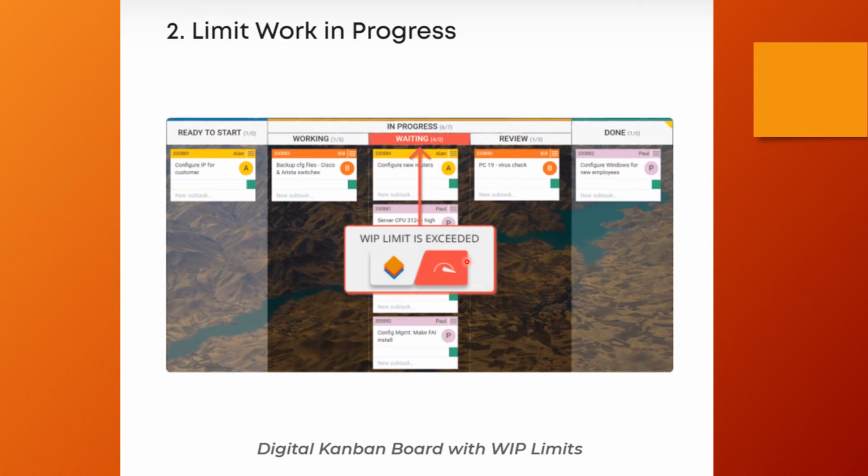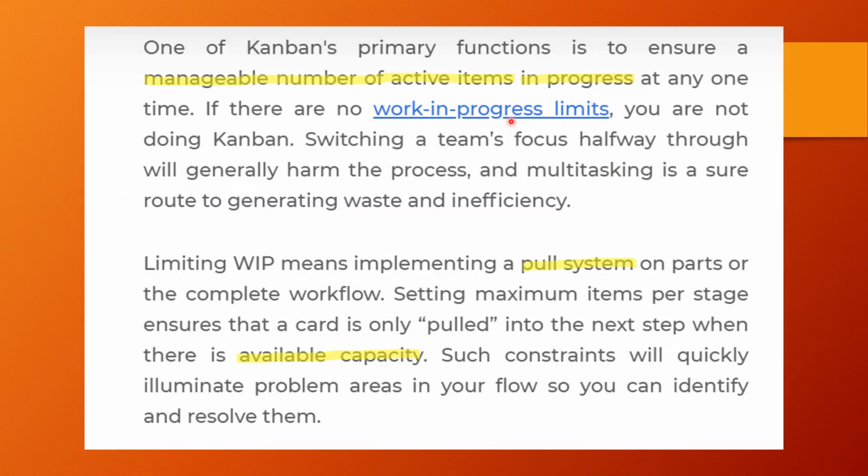So establishing a WIP limit is very, very important in Kanban, right? One of Kanban's primary functions is to ensure a manageable number of active items in progress. The active items which are in progress should be manageable at any point of time. If there are no WIP limits, if there are no work in progress limits, you are not doing Kanban at all, right? So how does it help you?